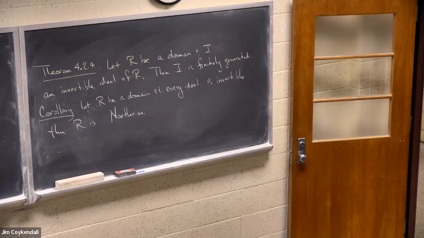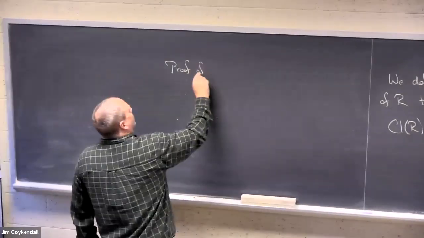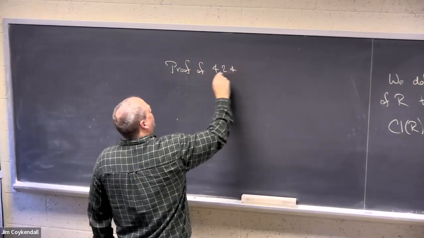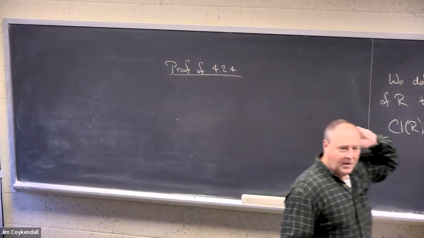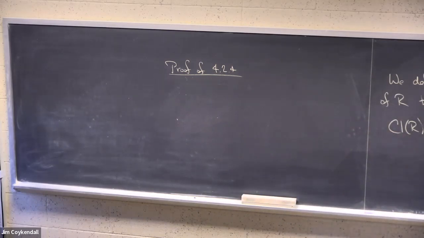By the way, the proof of 424. This is absolutely a wonderful pickup, right? Because when you look at it, the condition for I being invertible is that there's some other crazy fractional ideal. It is not clear at all to me from just looking at that why in the world that forces I to be finitely generated. But it does. Any ideas?